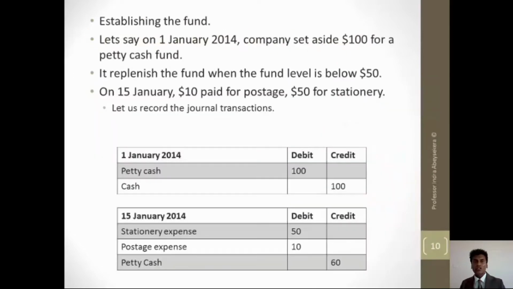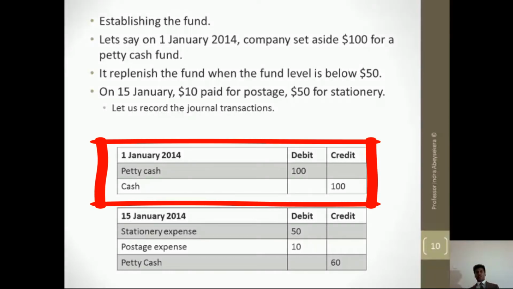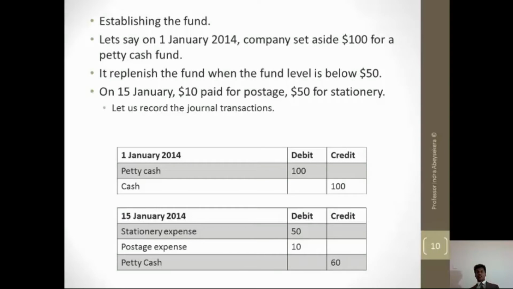There are also journal entries. As it goes, there are journal entries. For example, when cash is being replenished, let's say when the petty cash till was open on 1st of January, the cash was withdrawn from the bank and deposited into the petty cash. So there's a journal entry that records that.